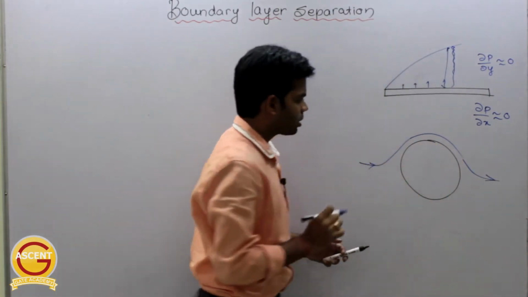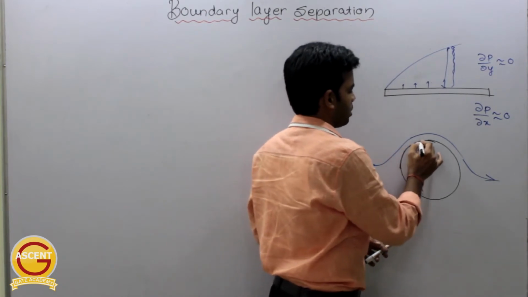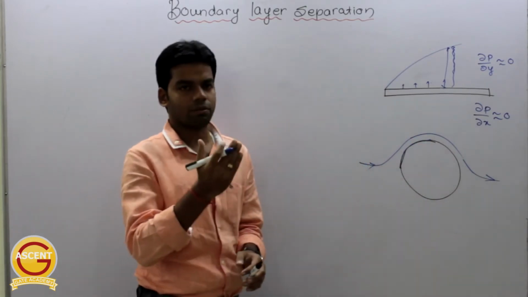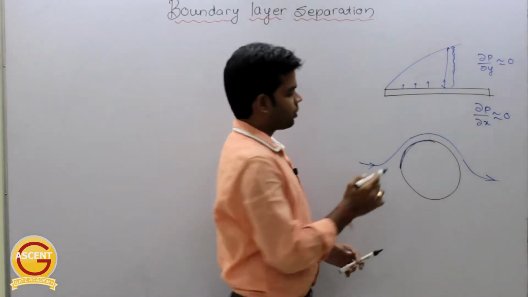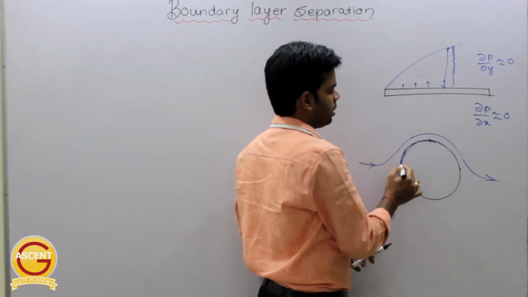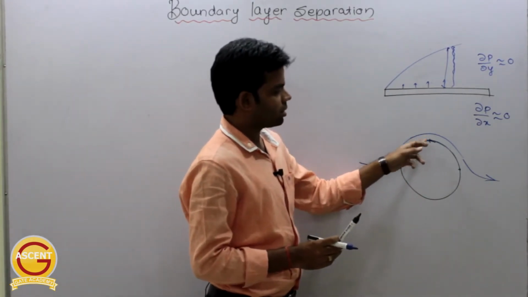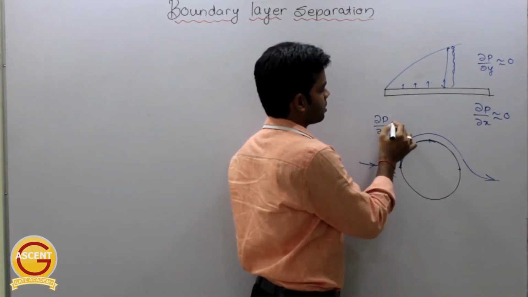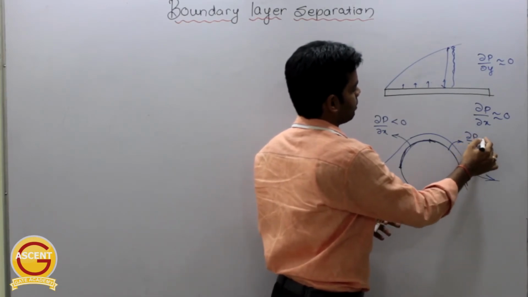In this particular case, just understand this very carefully. From this region up to this particular point, the pressure will decrease. That means at the front end of the cylinder, for this curvature the pressure will decrease, and for this curvature the pressure will increase. So the minimum pressure we get is at this particular point. Here the pressure will be high, and here the pressure will be high. In this region the pressure is decreasing, so del P by del X will be less than 0, and in this region del P by del X will be greater than 0.